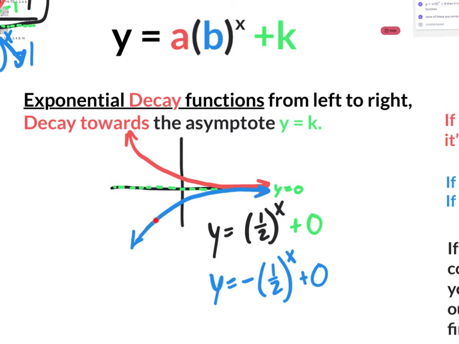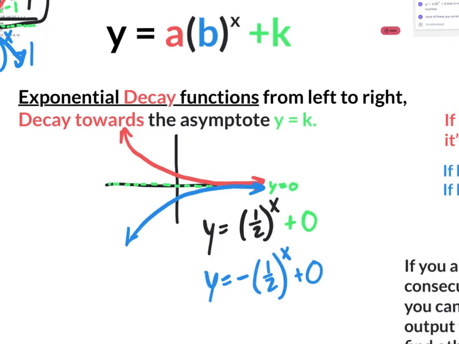So it's getting closer and closer and closer. It's decaying towards that asymptote. So I hope we're able to identify when we have a decay function by looking at their graphs from left to right. Is it getting closer to the asymptote? It's a decay. From left to right, if it's getting further away from the asymptote, it's a growth. Also, numerically, if the base is less than 1, it's a decay function. If the base is greater than 1, it's a growth function.